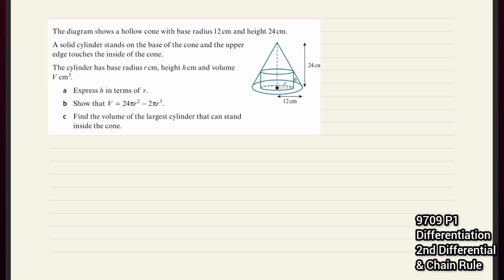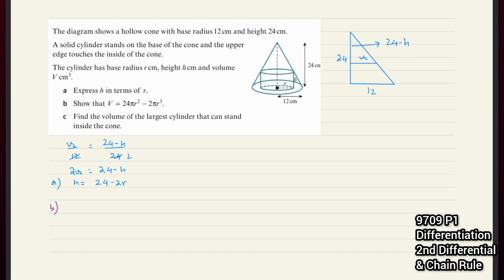We are going to use the concept of similar triangles over here. This is one triangle: this is 12 and this is 24. And this is another triangle here: this is r and this is 24 minus h. So r upon 12 is equal to 24 minus h upon 24. 2r is equal to 24 minus h. h is equal to 24 minus 2r. This is the expression that we are looking for.